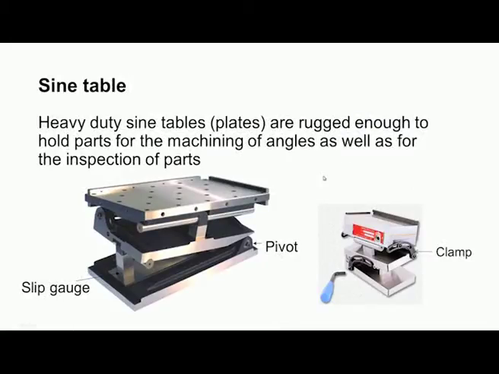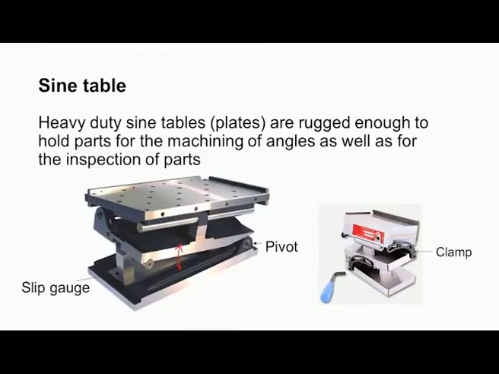Now, another variation of sine center, you can see here. This is called sine table. So, this is the base of the sine table, and you can see the sine table can be tilted. You can see the pivot here. A roller is fixed to the sine table, and between the roller and the top surface of the base, we have to insert the slip gauge.